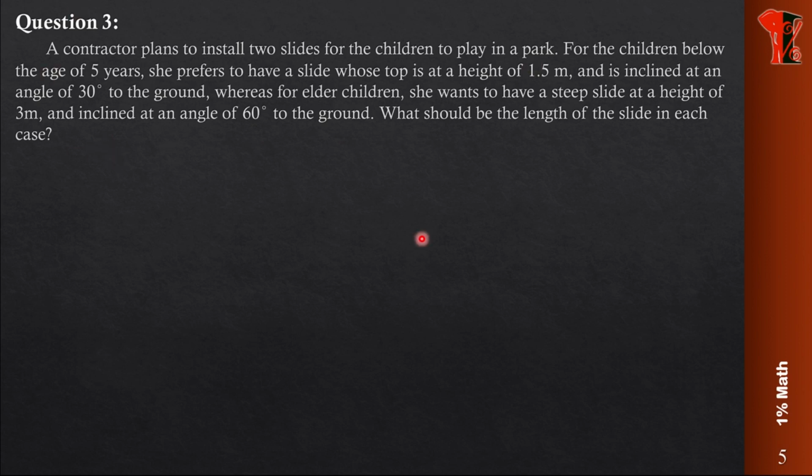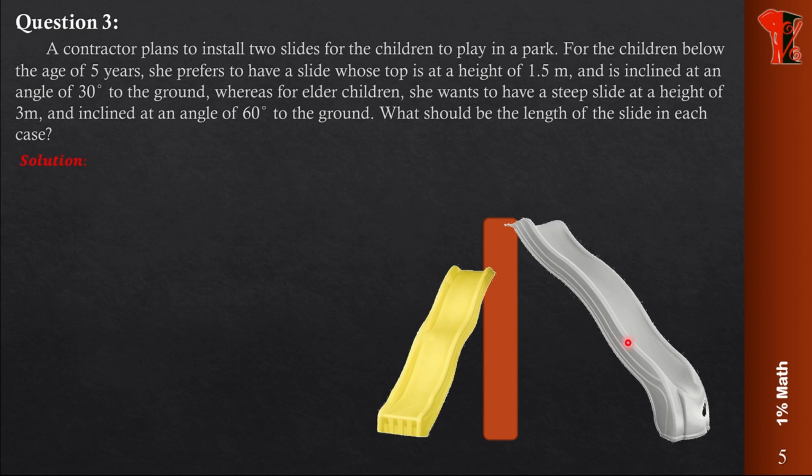So in this question you have to understand there are 2 different slides. One is a normal one for children and one is a bit bigger one for the elders. Okay, and their angles are also different. One is 30 degree, one is 60 degree. Okay, let us see this. So consider these two as the slides. You can see here, this is the smaller one, this is for the kids and this is for the elderly people or elders, or we can say adults. Okay, we know that the height of the smaller one is 1.5 meter and the other is 3 meters.